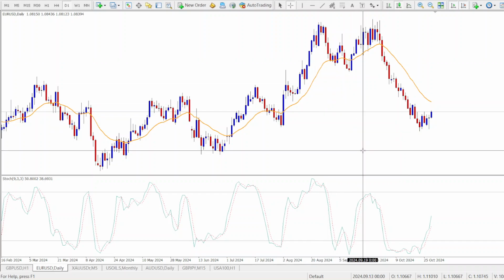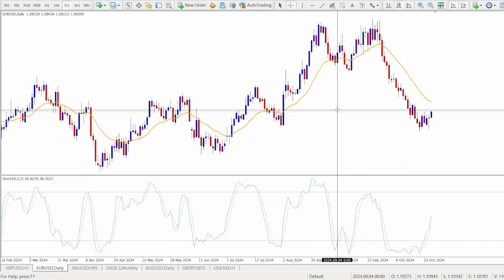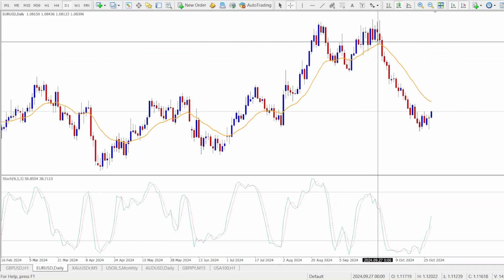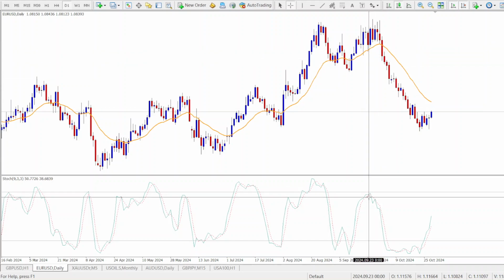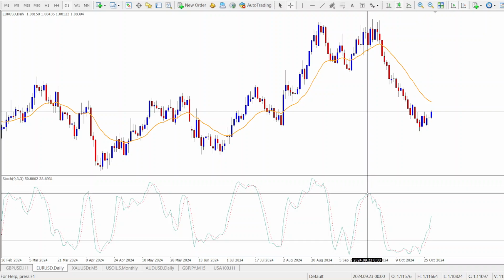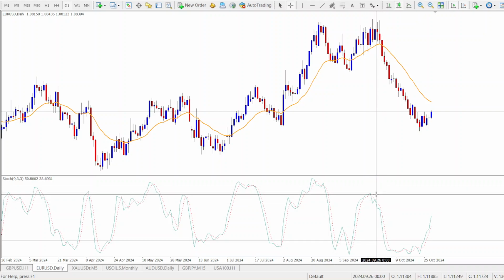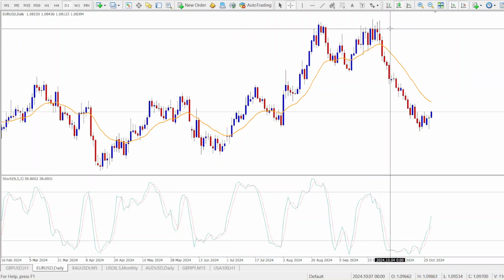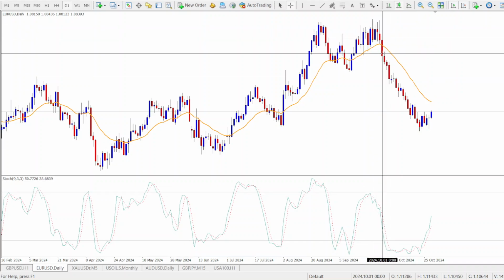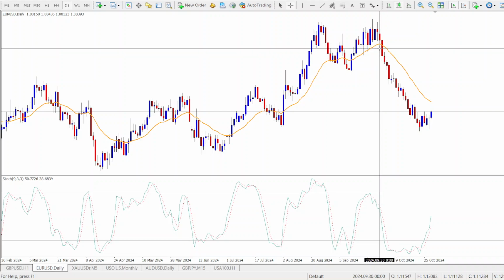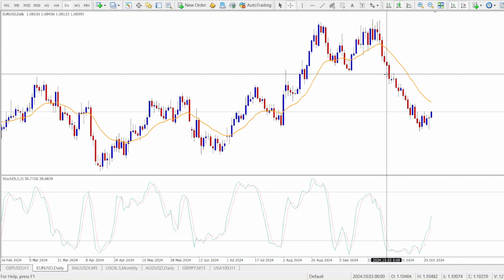On the other hand, if both indicators align, like at this point now, the stochastic was very close to the overbought. In fact, it was just almost touching the 80 level and then began to point downwards, and the price cut below the moving average. So at this point, it's a good place to enter a sell.